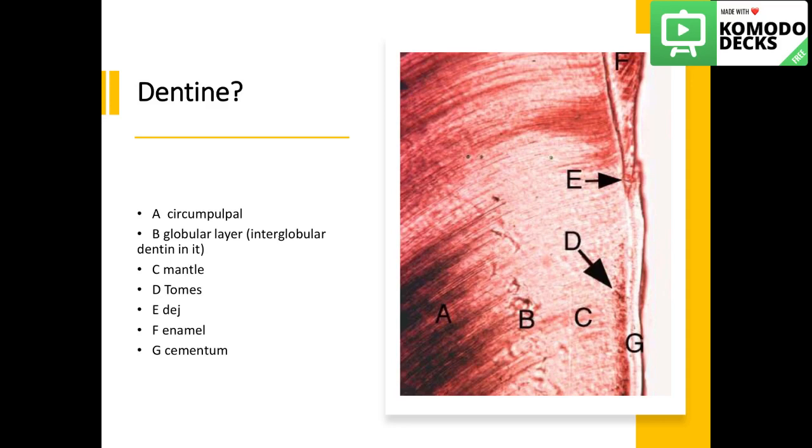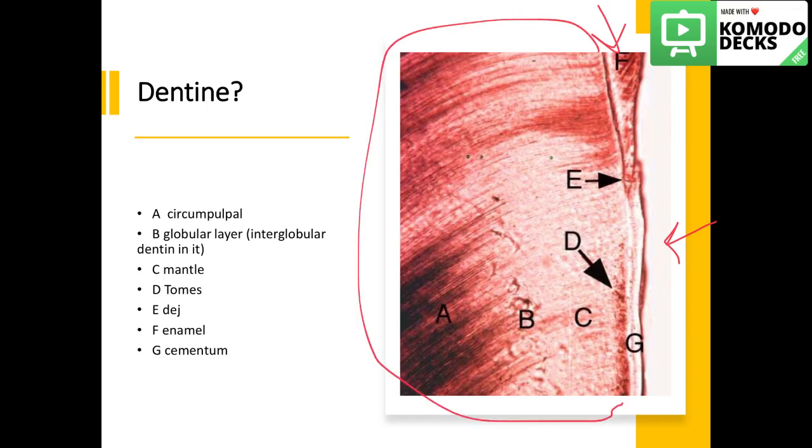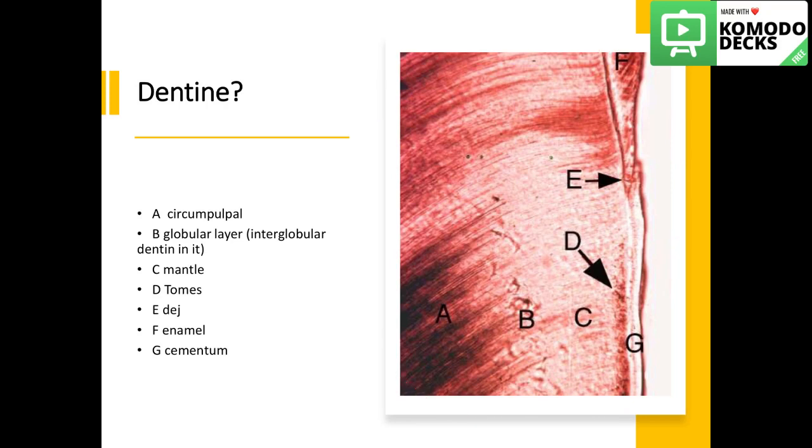Another section here where we can see the enamel, the cementum, and the dentine. Which kind of relationship can you see here between the enamel and the cementum? The cementum is overlapping the enamel in this section. So these are the dentinal tubules, as you can see.